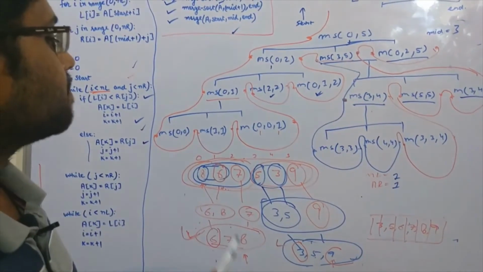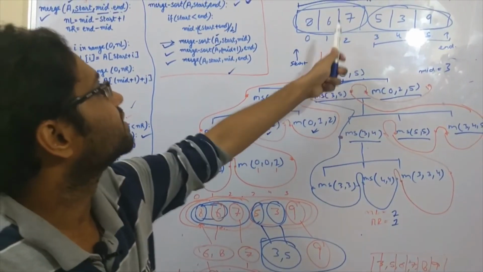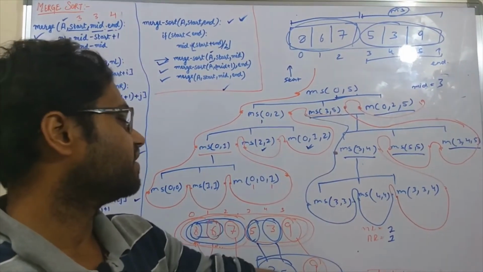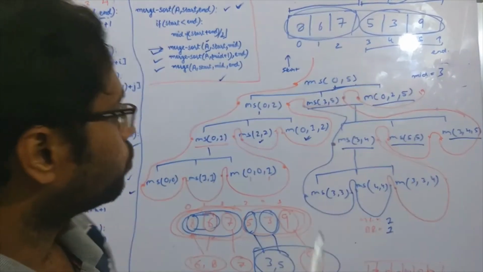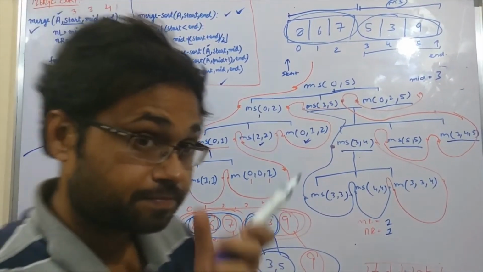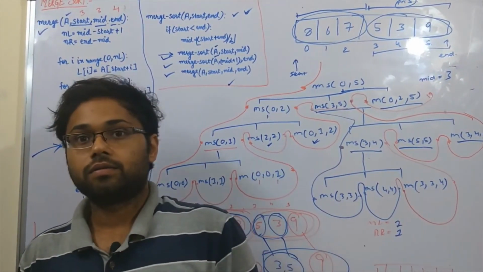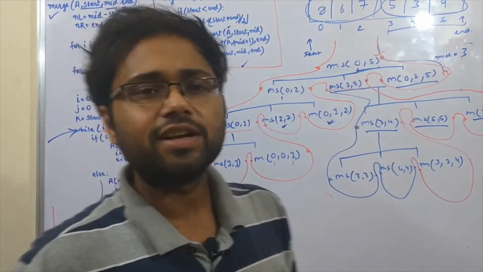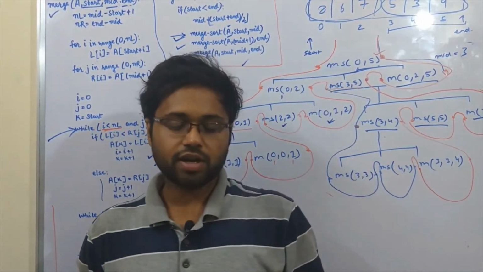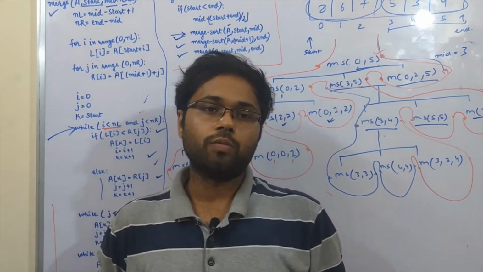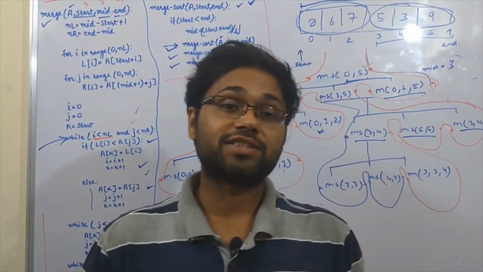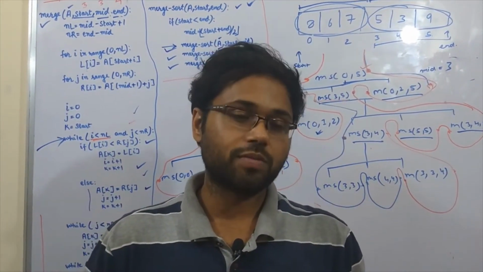So these are the simple steps. This array 8, 6, 7, 5, 3, 9 is sorted to 3, 5, 6, 7, 8, 9 after going through this whole procedure. Now we will see the space complexity of the whole procedure, like how much extra space our merge sort algorithm is taking.